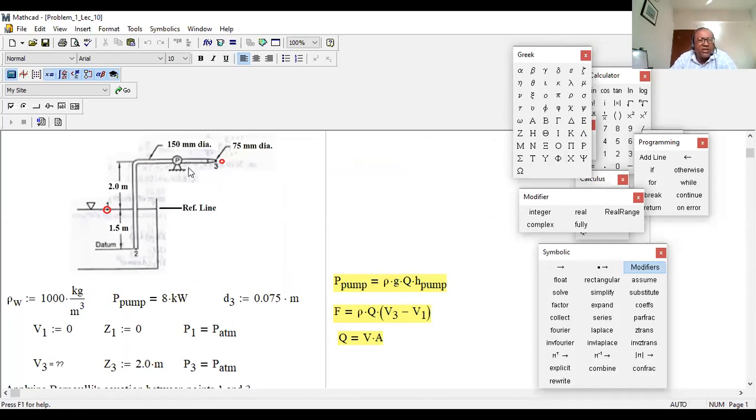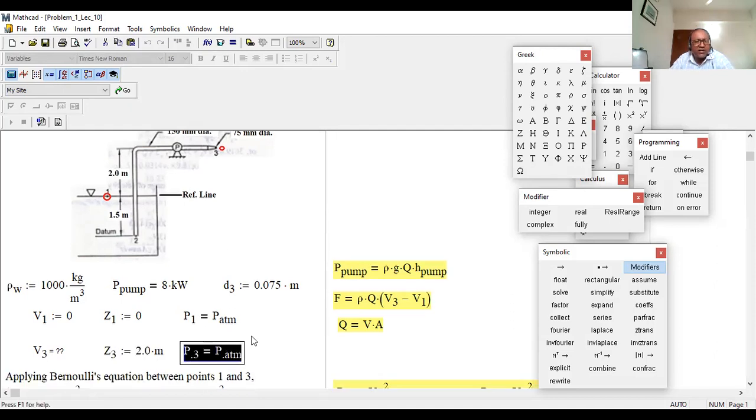You see, this is the figure. We already explained it. Now, this is the density of the water. Power of the pump, 8 kilowatt. D3, diameter of the nozzle, 0.075, given in millimeter, convert in meter. V1, 0. Z1, 0, because this is the reference line right over here. P1, atmospheric pressure. V3, we need to figure out. And Z3, 2 meter is given already. P3 equal to atmospheric pressure.